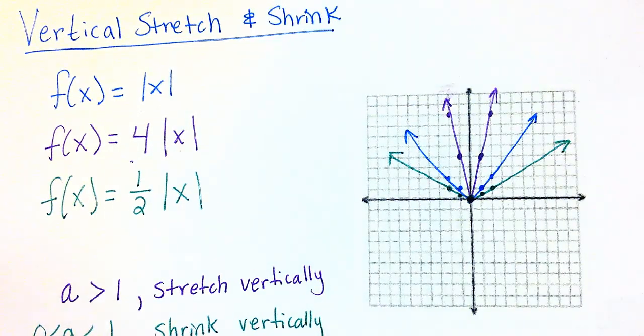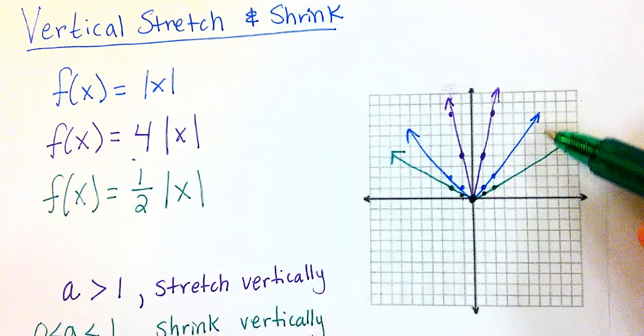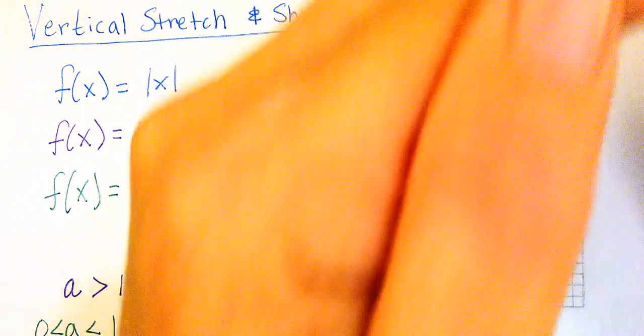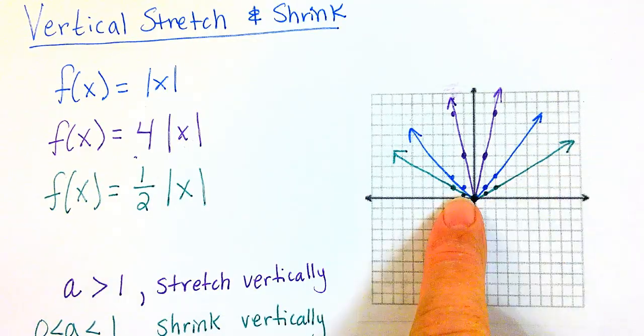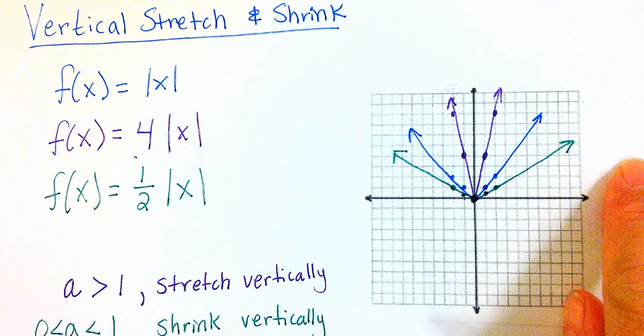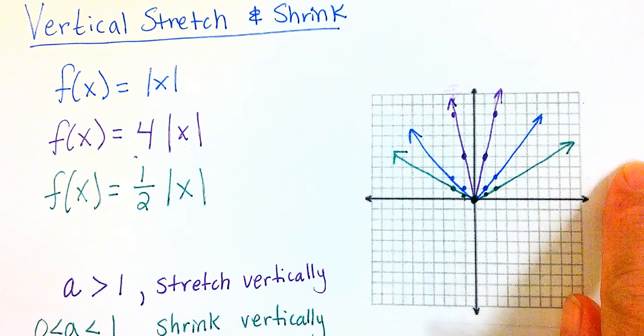So what happened with this graph? This graph got wider, but we want to think in the vertical direction. So vertically, up and down, it actually shrunk. It got smaller. It's like I pushed it down from the top. It's like I took the blue and pushed down to make it wider. So even though this looks bigger, further apart, this is actually called shrinking.